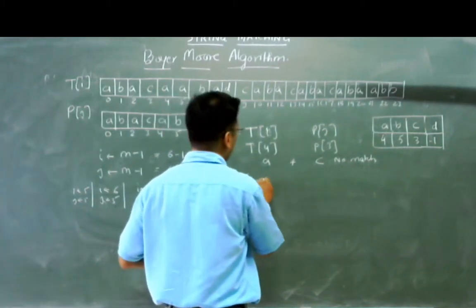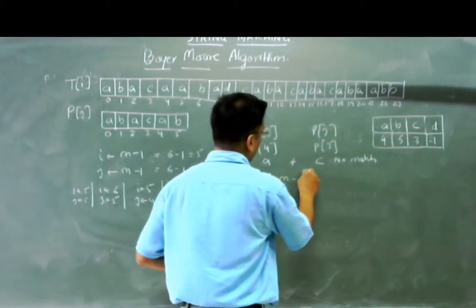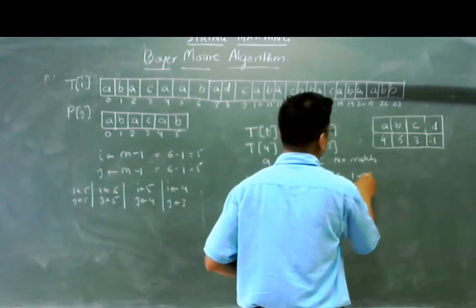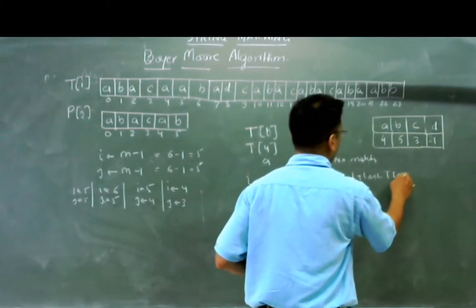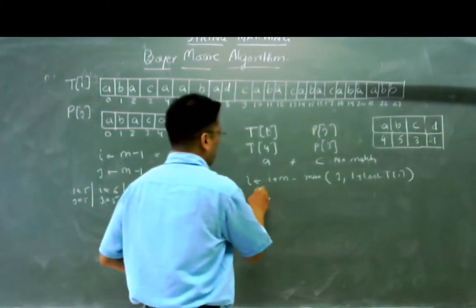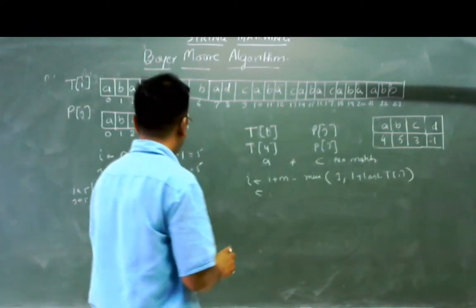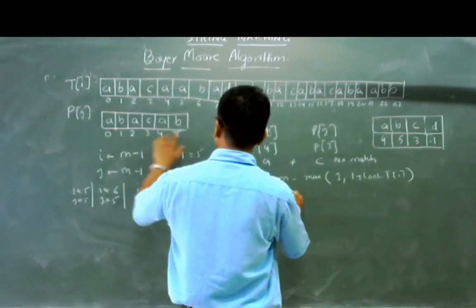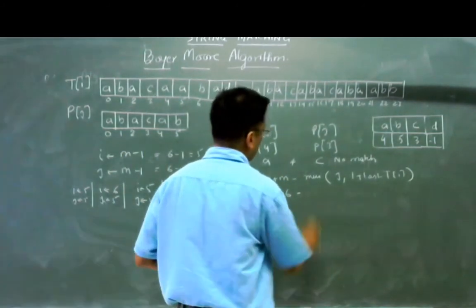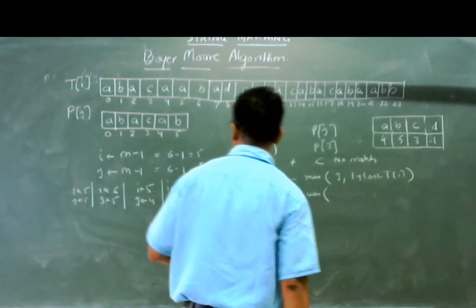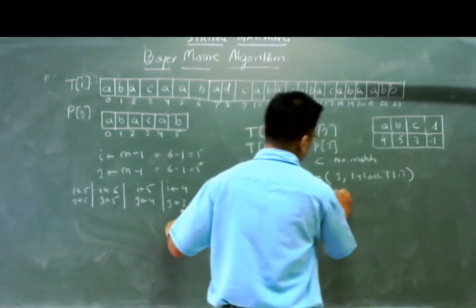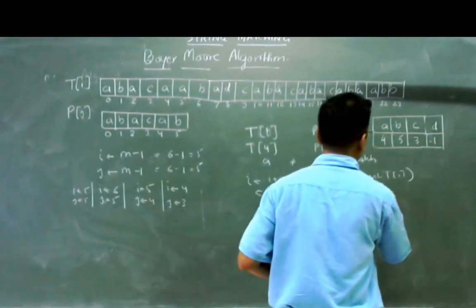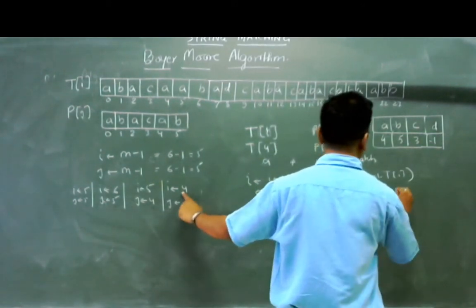Compute the value of i equals i plus m minus minimum of j comma 1 plus last of T_i. i is equal to 4 here, m would remain the same. m, the length of the string, will remain 6. Minimum of j, here j is equal to 3, so minimum of 3 comma 1 plus last of T_i. Last of T_i was T4.